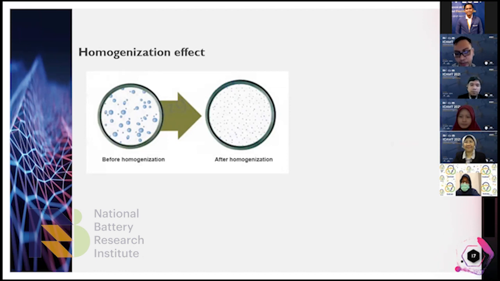Why is this happening, that the uncoated particles are larger in size compared to the coated ones? It's about the homogenization effect here. Like dissolving salt into water, it becomes smaller in the liquid phase, in the solution.